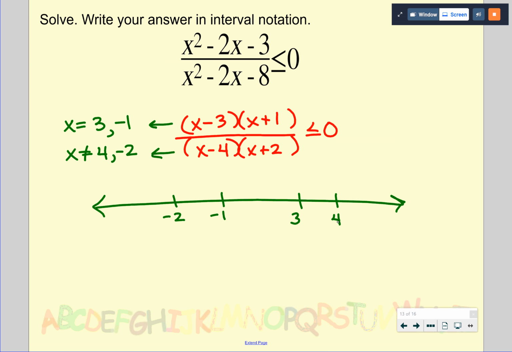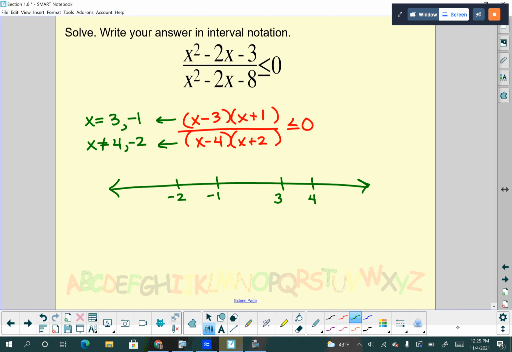And now we have a bunch of different intervals to test. We've got 5 intervals. Now you can do this by hand. You can plug in numbers. I'm going to show you how you can use your calculator if you have that available to you, just to get the pluses and minuses at least. Okay?